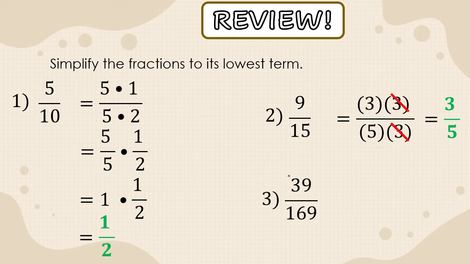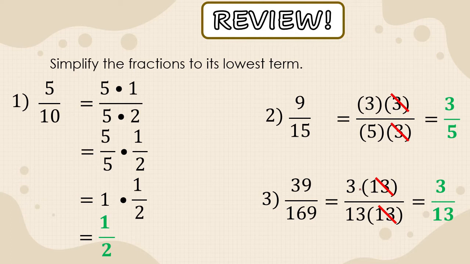Number 3, 39 over 169. That is equal to 3 times 13 over 13 times 13. Again, we're going to cancel the same numbers from the numerator and denominator, which is 13, because that will be equal to 1 again. That's why the remaining factors will be 3 and then 13. That's why the lowest term for 39 over 169 is equal to 3 over 13.